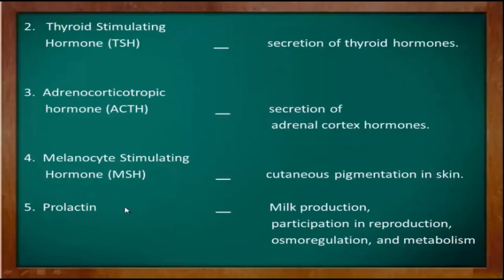The next one is prolactin, also called lactogenic hormone. This hormone initiates development of mammary glands during pregnancy and stimulates the production of milk after childbirth. So milk production and participation in reproduction, then osmoregulation and metabolism. It induces the mammary gland.